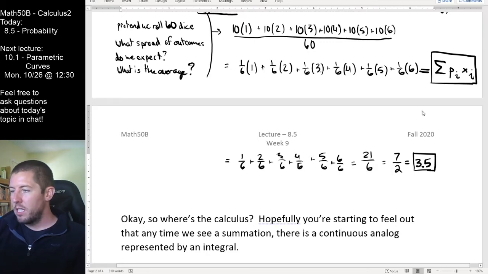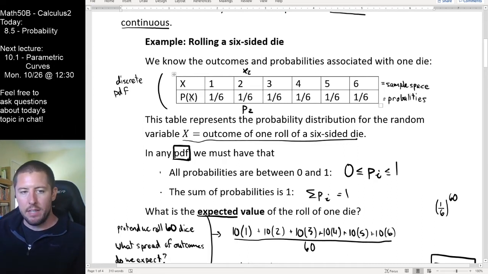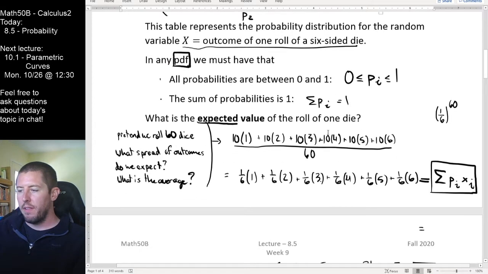I'm going to rephrase this ever so slightly. I typically think of this, for example, as my x sub i column. This is like x sub 2, and I think of this as like p sub 2. But it might be slightly more appropriate for us to use this probability notation. This is the probability of the event x occurring. So the probability of rolling a 2 is 1/6, stuff like that.